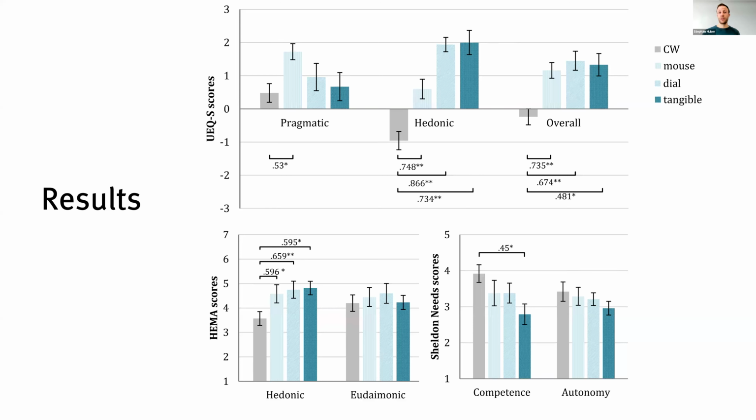There was only one, well, the descriptively largest here between the current workstation and the dial had a partial eta squared score of 0.16, so still a large effect. And this is interesting because usually the eudaimonia dimension is associated with long-term importance, and all of our controllers had no long-term experience with our prototypes. So it's really interesting why the dial still scored higher in eudaimonia here.